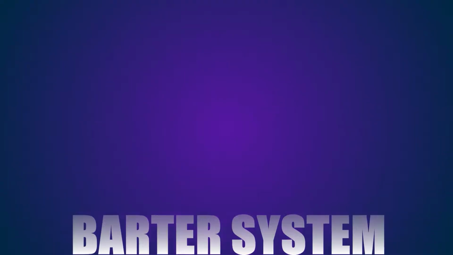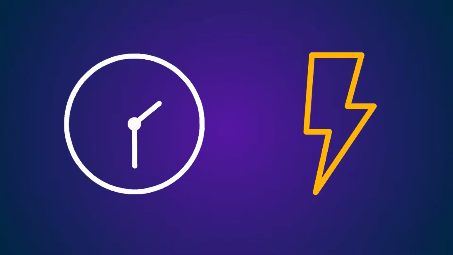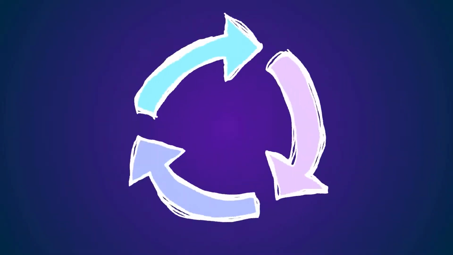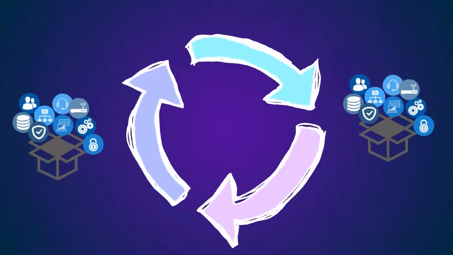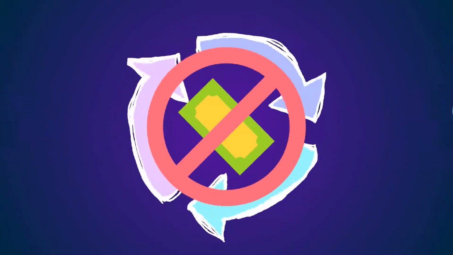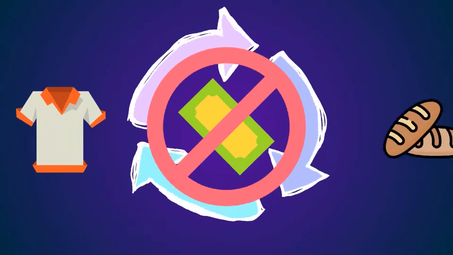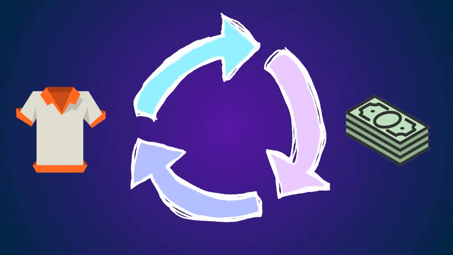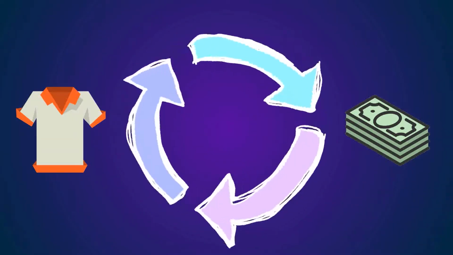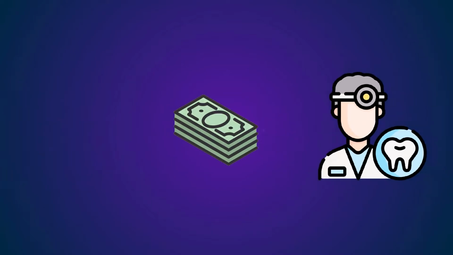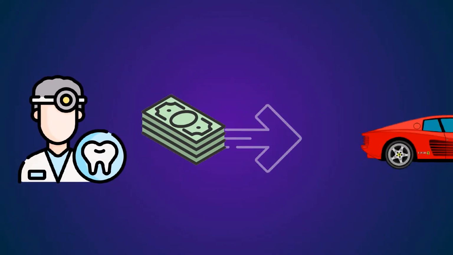This is what you call the barter system. It takes a lot of time and energy. A system of exchange in which participants in a transaction directly exchange goods and services for other goods and services without using a medium of exchange, such as money. To this day, people still barter stuff. But for a majority of transactions, we use money, which is globally preferred by business entities or individuals. The people who really need dental care will pay you with money, which you can now use to buy a car.